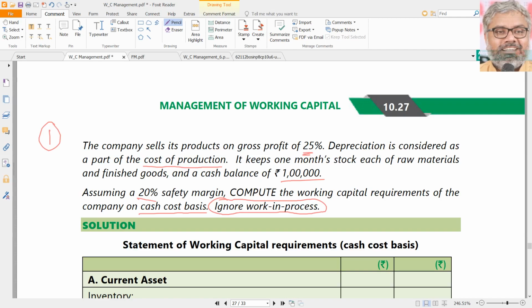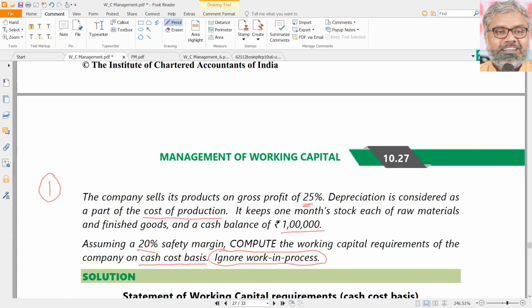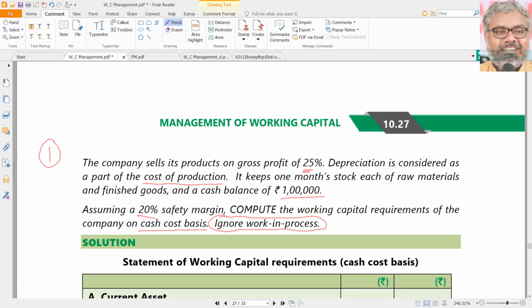In case work in progress is also there, then we have to ask another question, whether work in progress is 100% materials, wages and overheads, or only 100% materials plus 50% wages and overheads, depending upon the information given. If nothing is given, we should take like that. Usually materials 100%, wages and overheads 50-50%. Work in progress valuation will be completely different. Since it is not there here, no need to worry about that at all. That is the question. Compute the working capital requirements of the company.